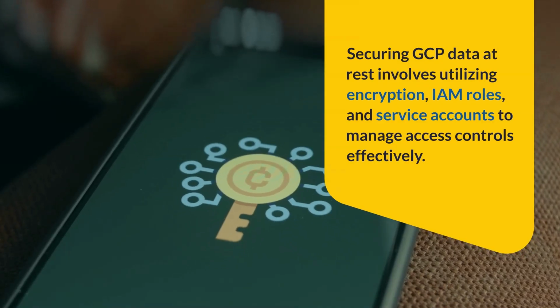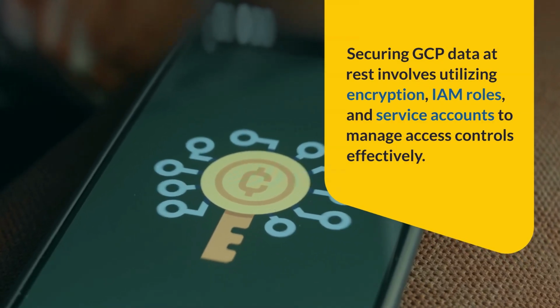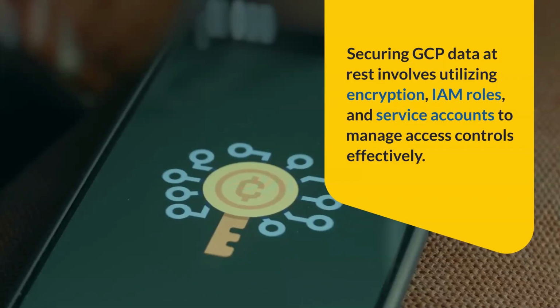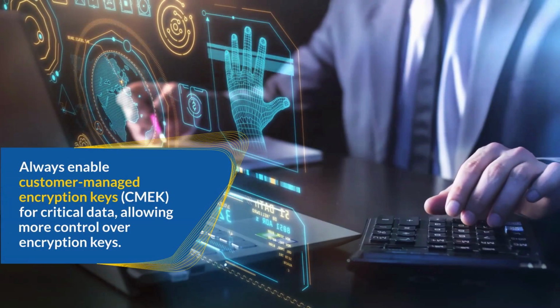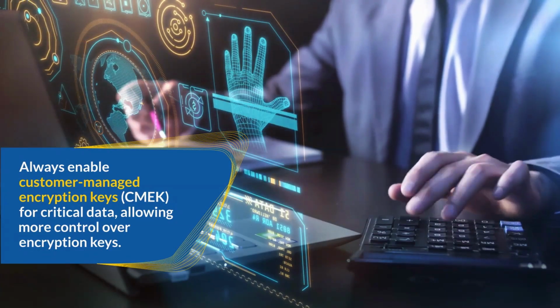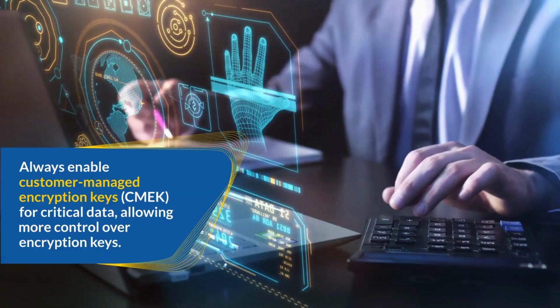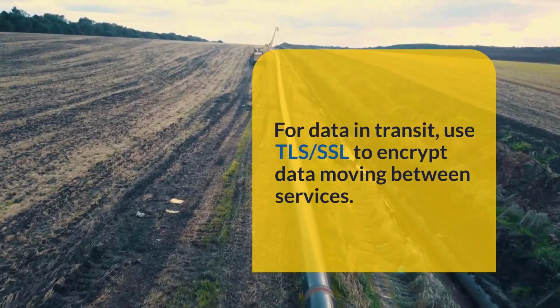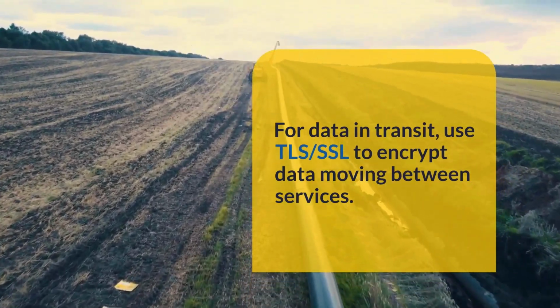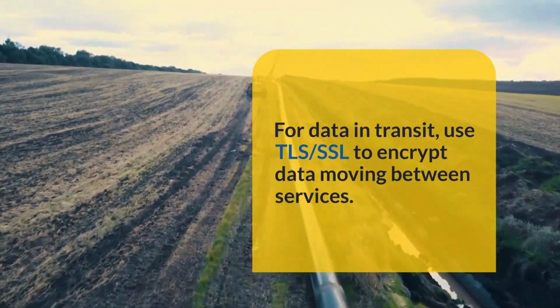Securing GCP data at rest involves utilizing encryption, IAM roles, and service accounts to manage access controls effectively. Always enable customer-managed encryption keys, CMEK, for critical data, allowing more control over encryption keys. For data in transit, use TLS/SSL to encrypt data moving between services.